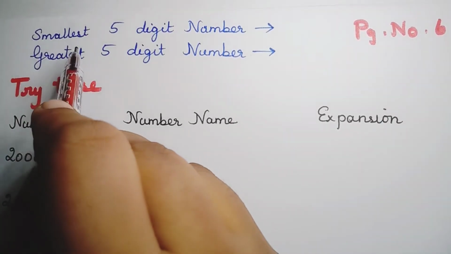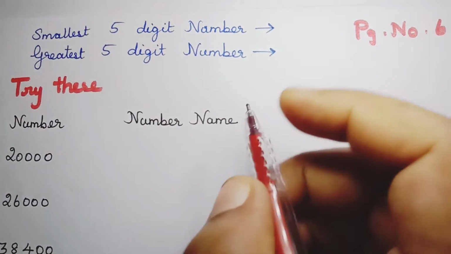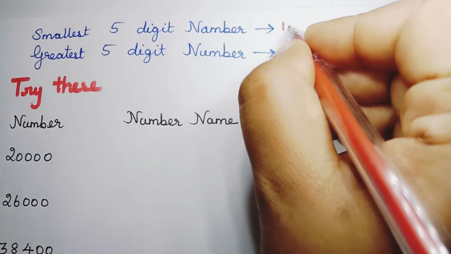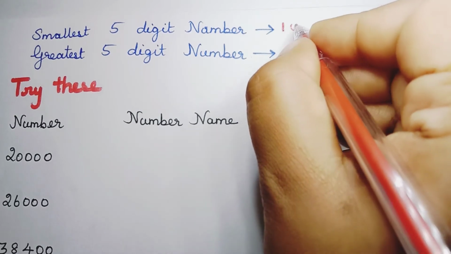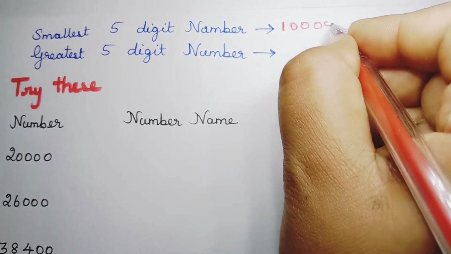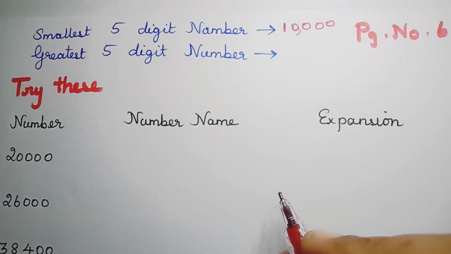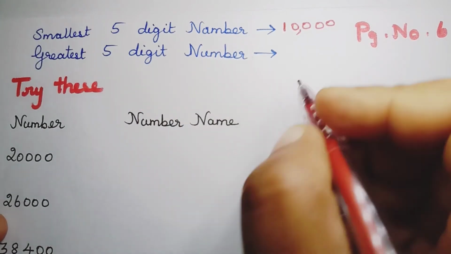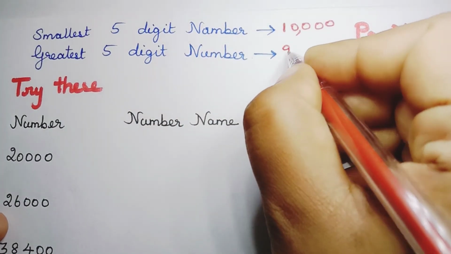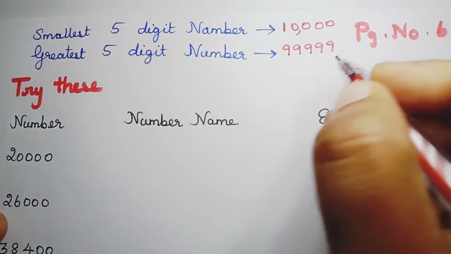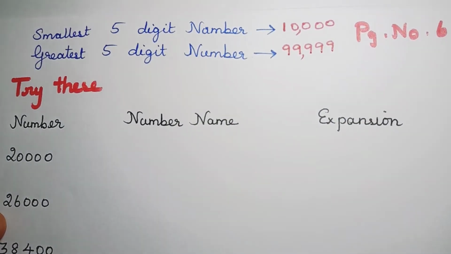So can you tell me what is the smallest 5-digit number? Try this. Smallest means you have to put 4 zeros: 1, 0, 0, 0, 0. Okay, so this is the smallest 5-digit number. So what is the greatest 5-digit number? You have to write 9 five times. Okay, so this is your greatest 5-digit number.